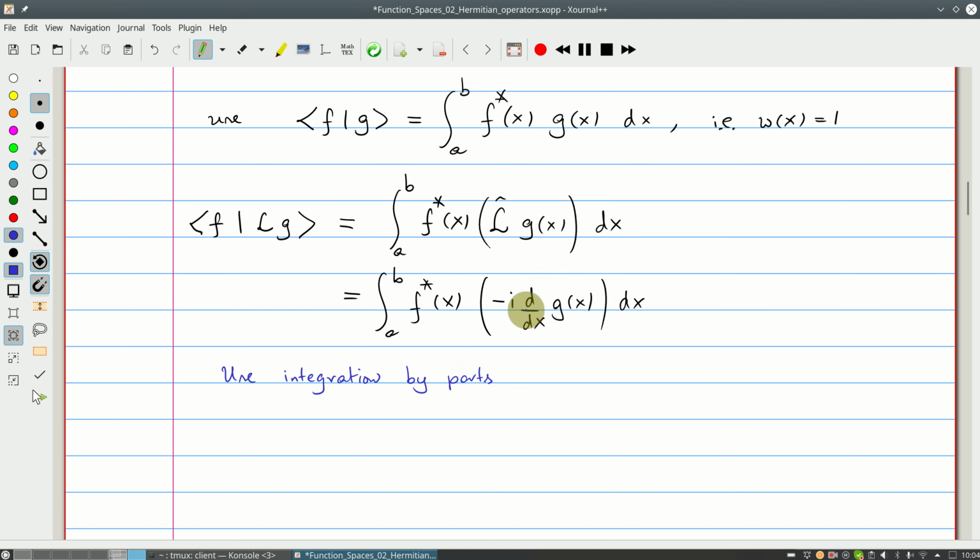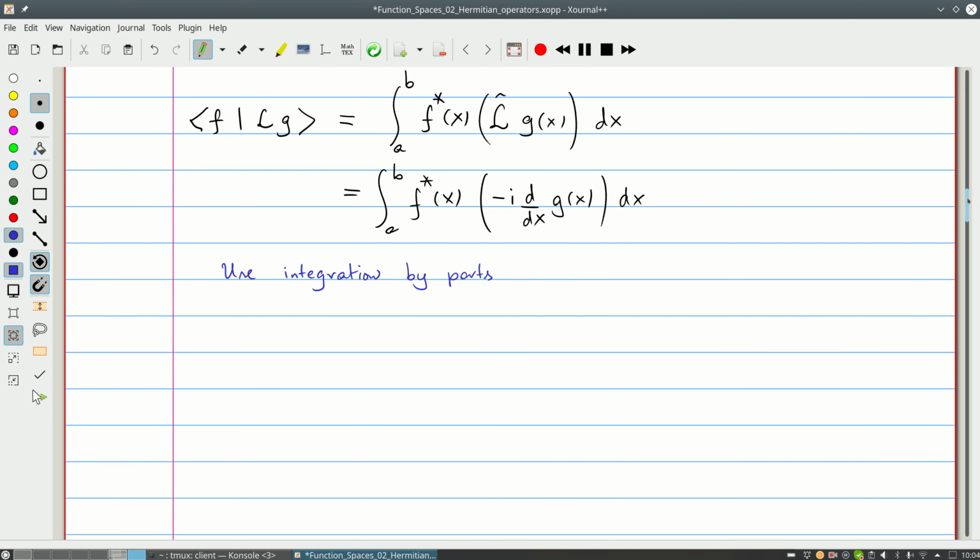You need to know exactly how this works, and this is what we're going to be doing effectively. What we've got here is, if I forget about the integral for the time being, we've got f star L g, which is f star minus i d by dx g. And what we want to do is to write this using integration by parts, so that I bring the operator to operate on the f.